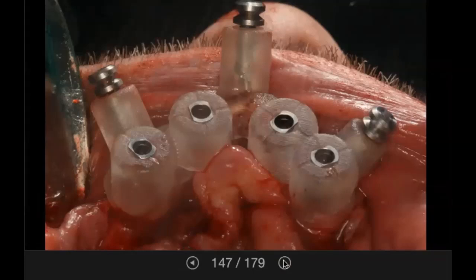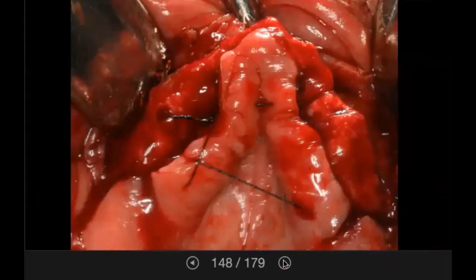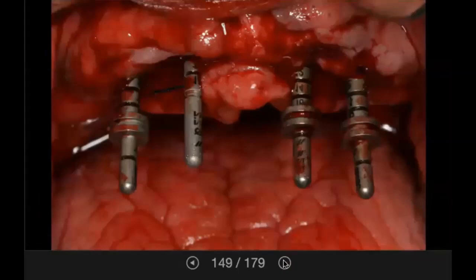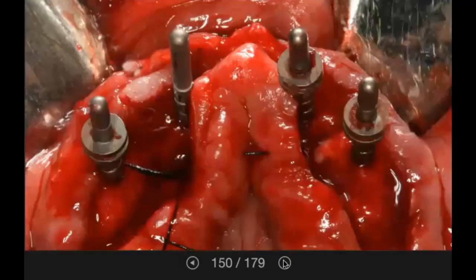The implant osteotomies are drilled and the surgical guide is removed. Parallel pins are placed to confirm osteotomy position and depth and to demonstrate ideal spacing, symmetry, and parallelism of the implant osteotomy sites. The implants are placed.